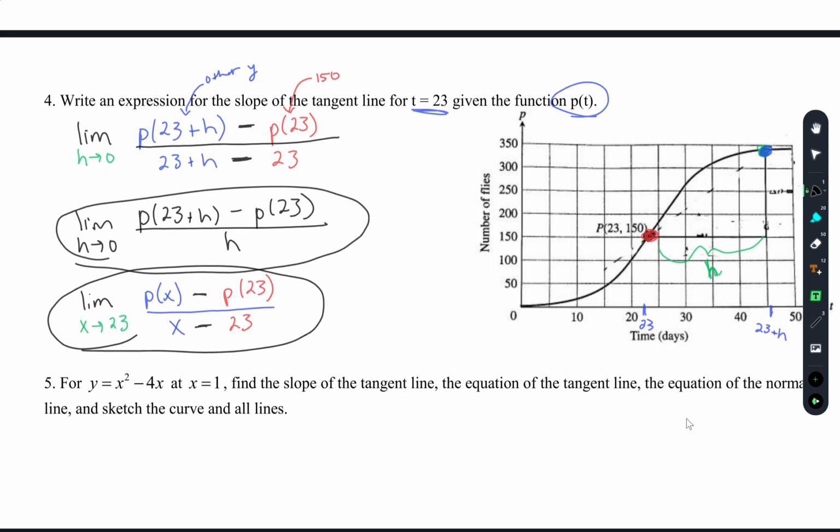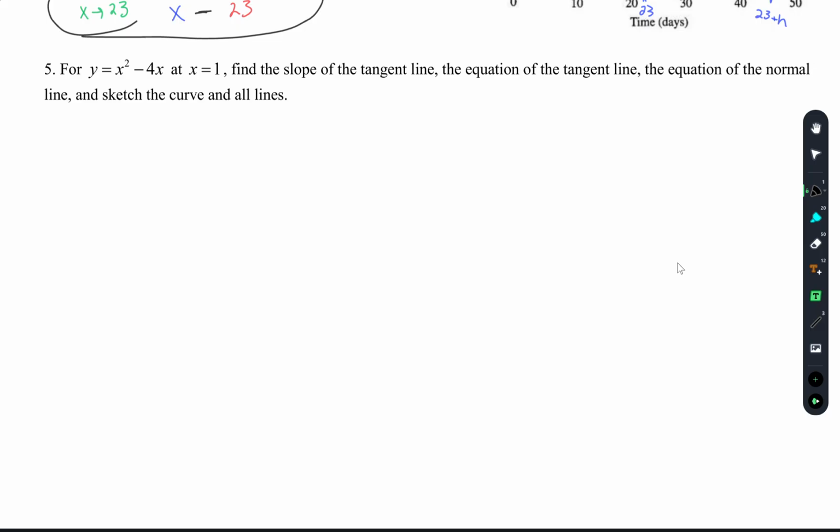I know. Okay. All right, so this part is just painful. So for this function at x equals 1, find the slope of the tangent line, the equation of the tangent line, and then the normal line.